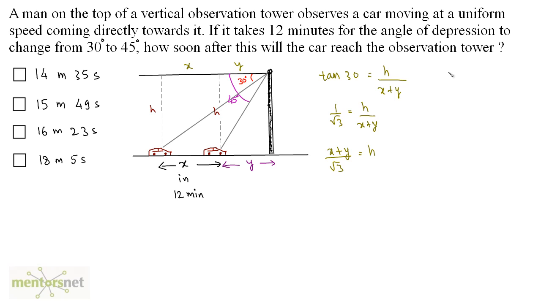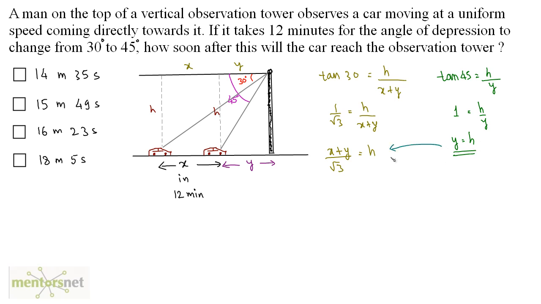Let us take the tan of another angle. The tan of 45 is equal to the opposite side, that's h, right? So h by what is the adjacent? Well, the adjacent is y, so h by y. So tan 45 is 1, so it is equal to h by y. Therefore y is equal to h. This is one thing we have got.